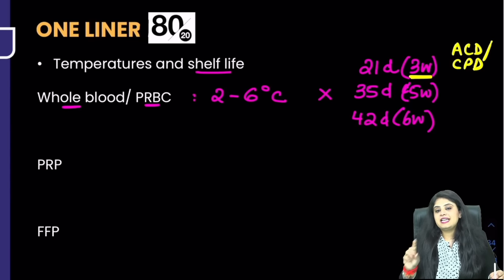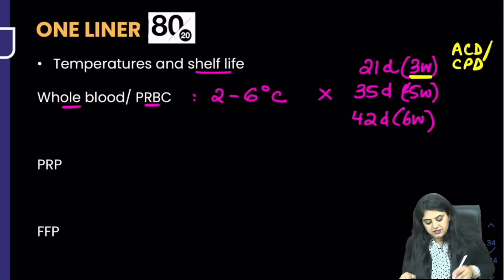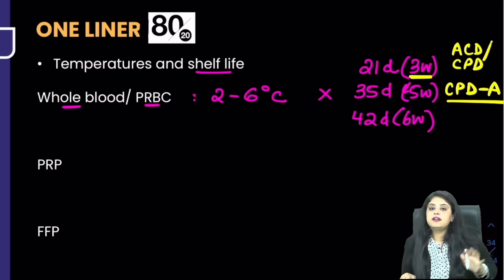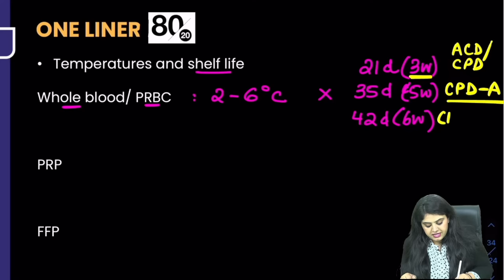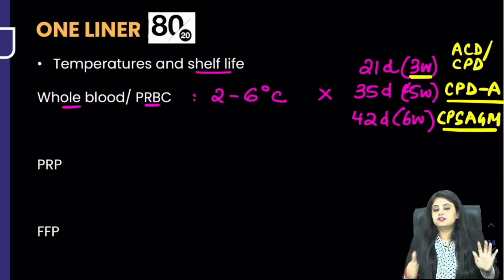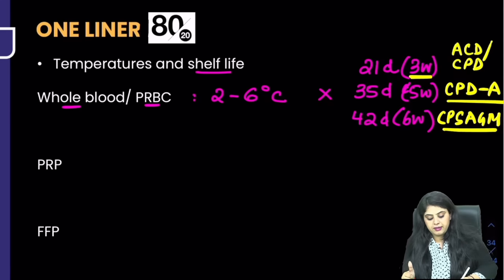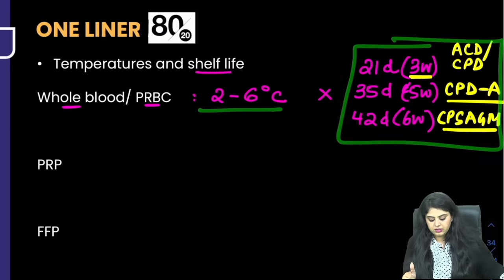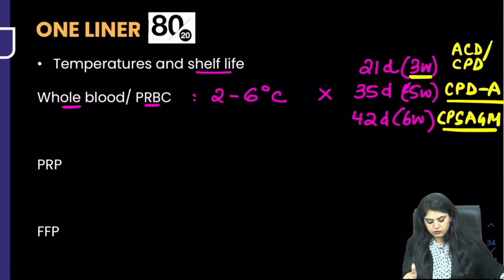So ACD and CPD, 3 alphabets, 3 weeks. If I write CPD-A, 5 characters, 5 weeks. And if we have CP sagum, that is 6 alphabets, I can store the blood for 6 weeks. So the temperature is the same, but this is dependent on the anticoagulant that you have used, right?